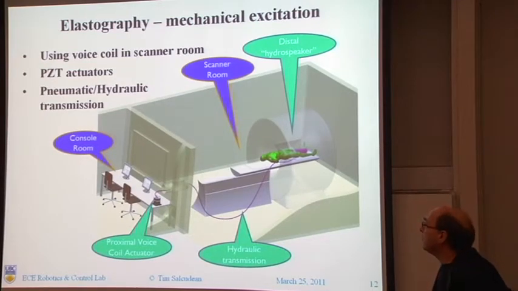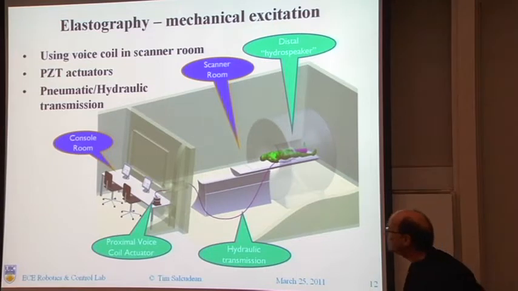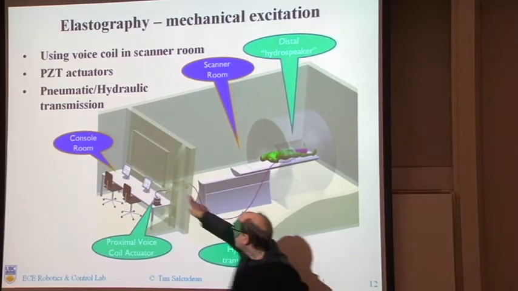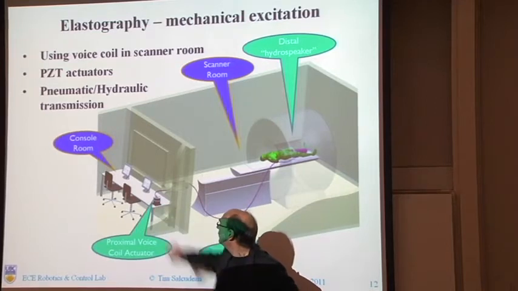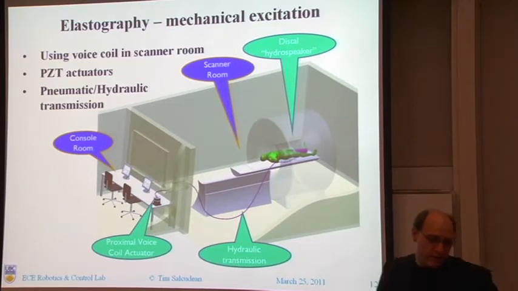You can also do this with MR, and we can use a voice coil in the scanner room. This is actually a 3 Tesla coil, and you don't need to have any magnets with your coil. You just generate a little torque by putting the coil in the field. People also use piezoelectric actuators and pneumatic transmission. We pioneered another system, which is a hydraulic transmission, which uses a water pipe to transmit the vibrations that you generate in a structural shaker from the console room into the MR room.